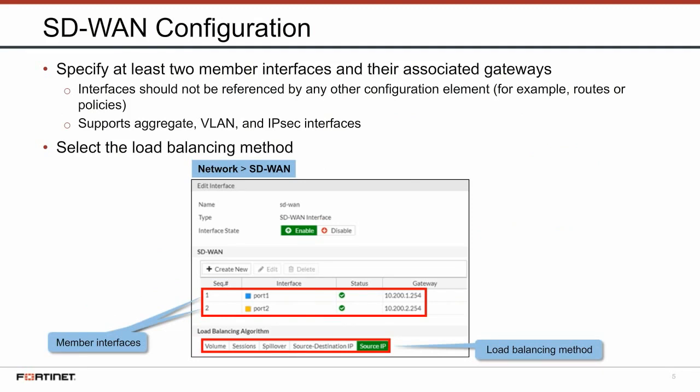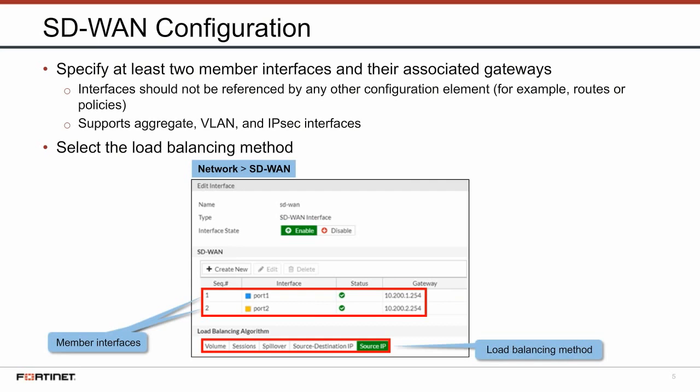When you configure SD-WAN, you must specify at least 2 member interfaces and their associated gateways. You should configure SD-WAN early during the initial setup of a FortiGate because if an interface is already referenced by a firewall policy or static route, you cannot use it as a member interface. If you intend to use an interface as an SD-WAN member, and that interface is being referenced by a firewall policy or static route, you must delete the associated firewall policy and static route before you can assign that interface as an SD-WAN member. SD-WAN supports physical interfaces as well as VLAN, aggregate, and IPsec interfaces.